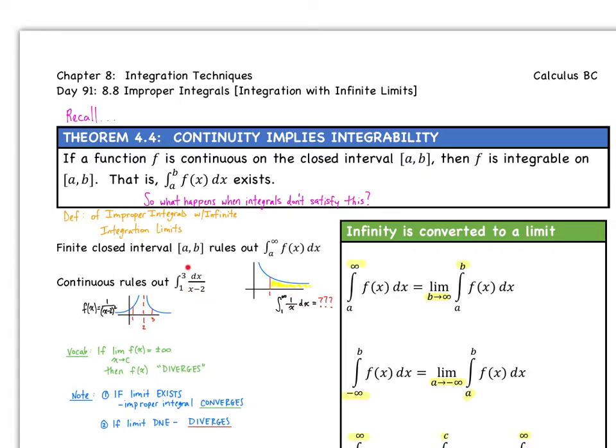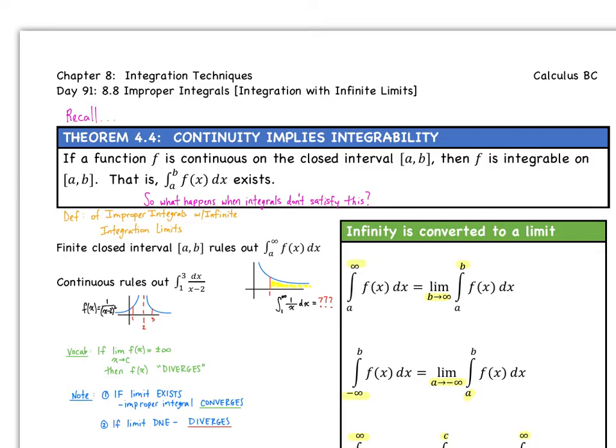So how do we deal with something like this? Our goal today is to essentially find the area under a curve. That's what an integral is. If we're looking at this curve here, which is 1 over x, and we're going from 1 to infinity, how do we figure that out? What we have to do is, anything with infinity, we convert to a limit. So what does that look like?